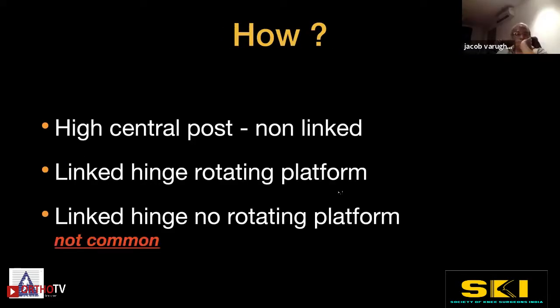How do you achieve constraint? I think the most common way that we do it is that we increase the central post in the cam and post mechanism, and we make it higher and wider, and thereby we achieve constraint with the help of a non-linked high central post. When we require more constraint, we just make this high central post linked. We link it with the femoral component, and what we use is a linked hinge rotating platform.